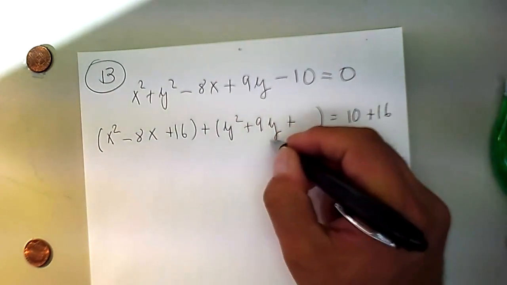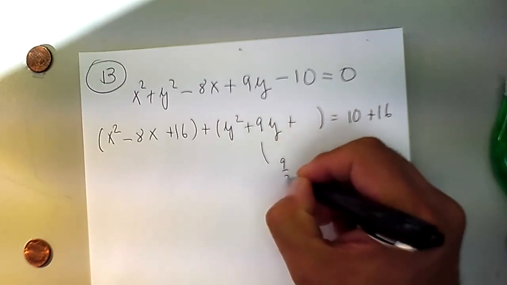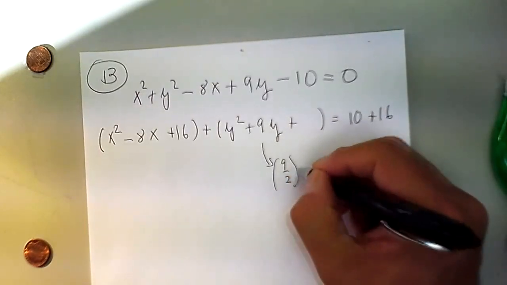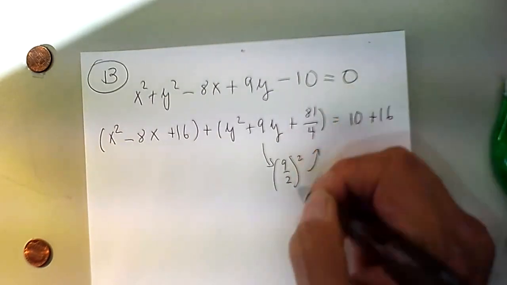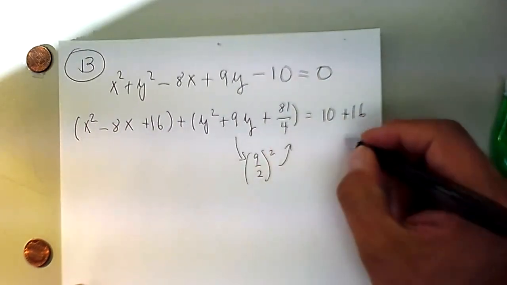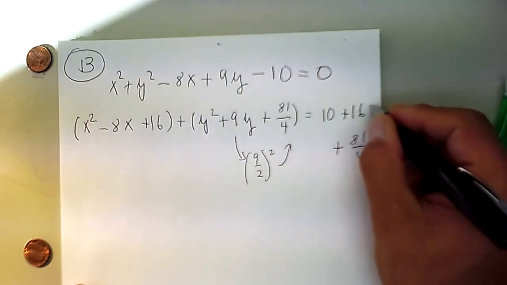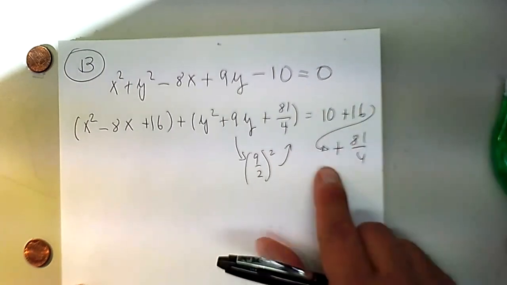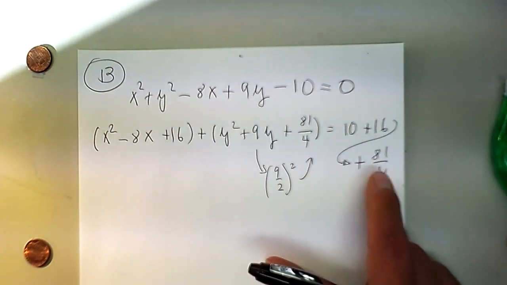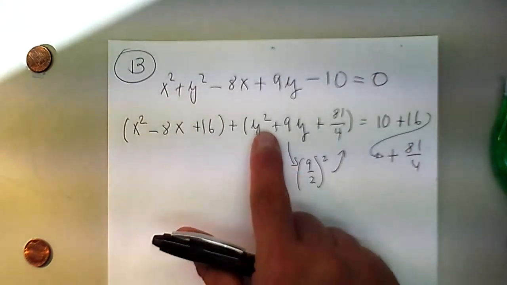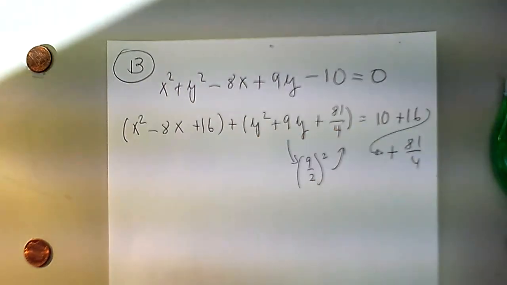9. Half of 9 is 9 halves. Square that, and we're going to end up with 81 over 4. So we need to add 81 over 4. I'm running out of space here. So we need to add 81 over 4, which is a fraction. That is the complication. The complication also happens here when we factor.